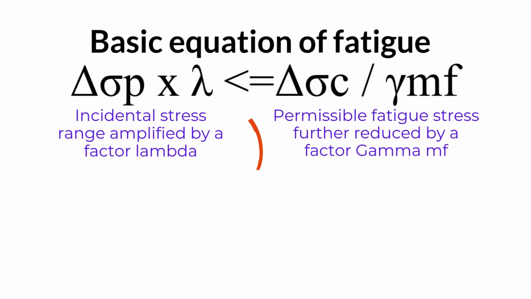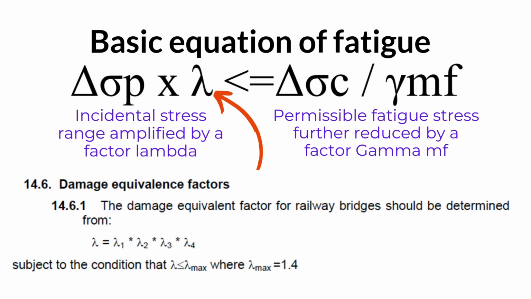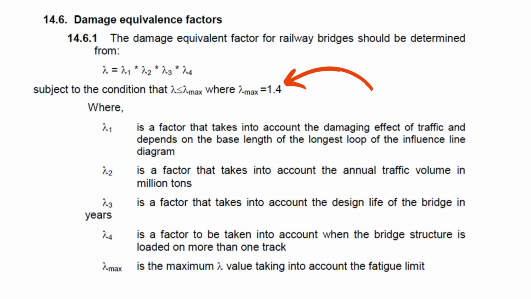The next step is to calculate damage equivalent factor lambda, as per Clause 14.6 of IRS Steel Bridge Code, Appendix-G. The equivalent factor for railway bridges should be determined by the equation lambda equal to lambda 1 multiplied by lambda 2 multiplied by lambda 3 multiplied by lambda 4. Here, the maximum value of lambda can be 1.4.